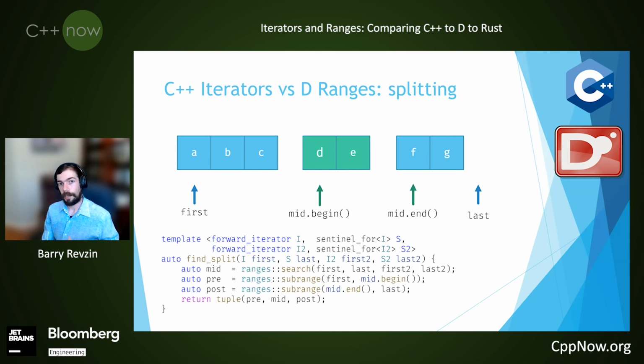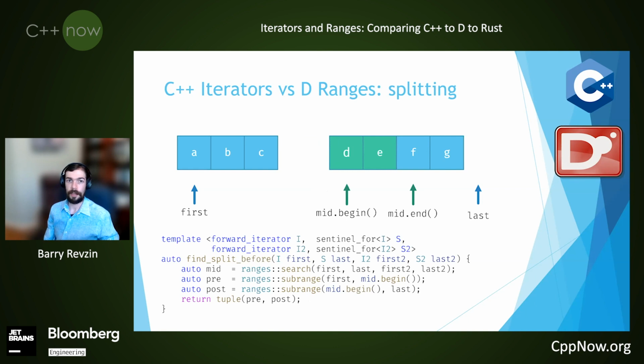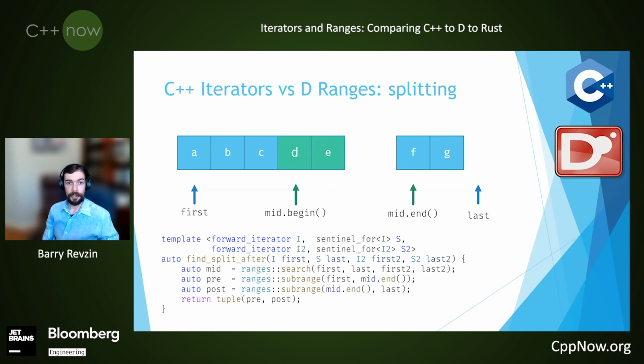But maybe I want a slightly different set of these pieces, right? Maybe I want the part that I searched for to be attached to the next part. Well, that's just a matter of picking a different set of iterators that I'm joining together to make subranges. Again, just a 4-line function. And maybe I want this searched subrange to be attached to the first range.